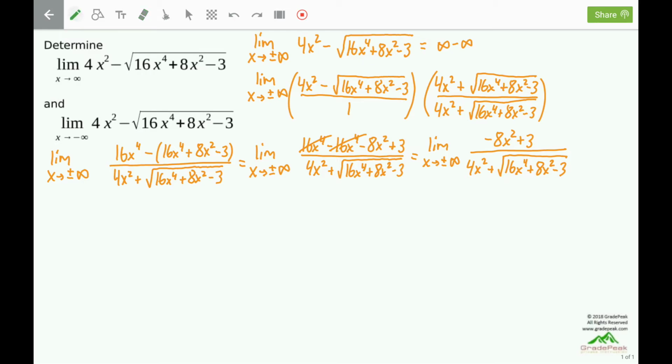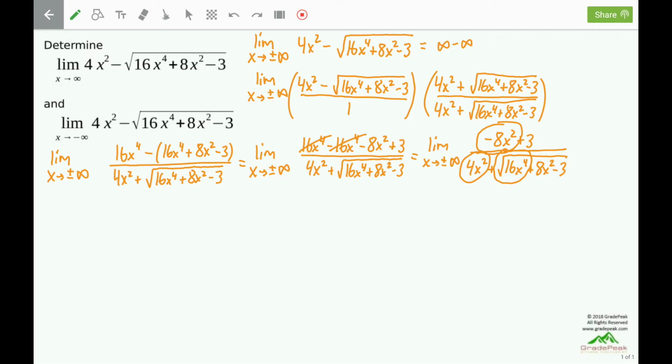Now that it's simplified, the next thing to do is try plugging a positive or negative infinity in for each of the x's. Only the highest power terms matter here in the numerator and denominator. In the numerator, that'll be the negative 8x squared. In the denominator, it will be the 4x squared as well as the square root of the 16x to the 4th.